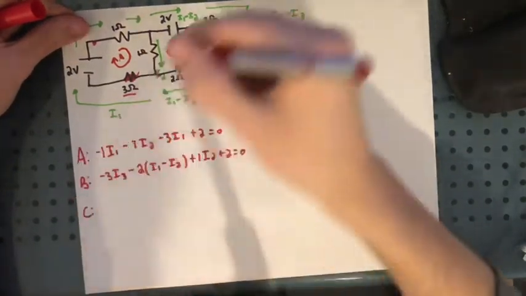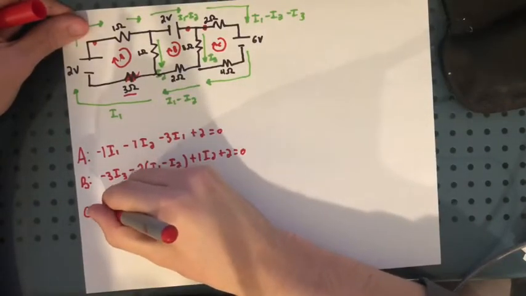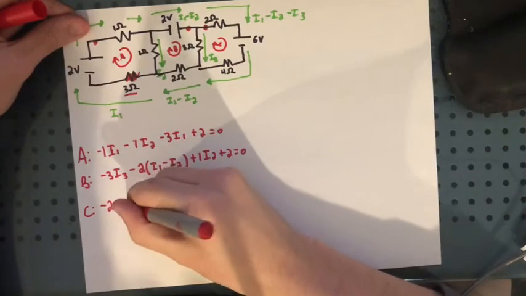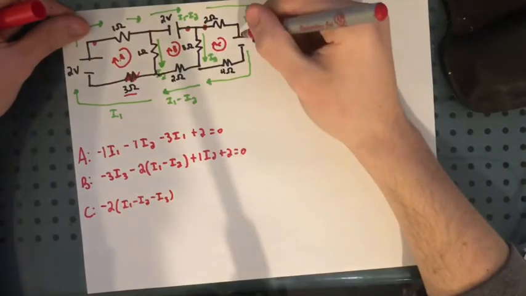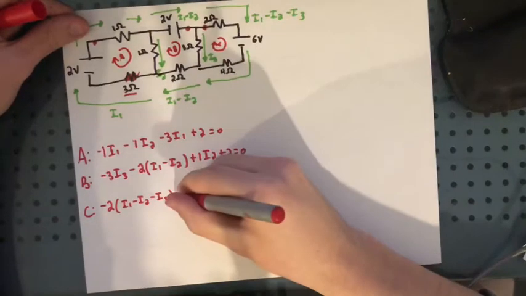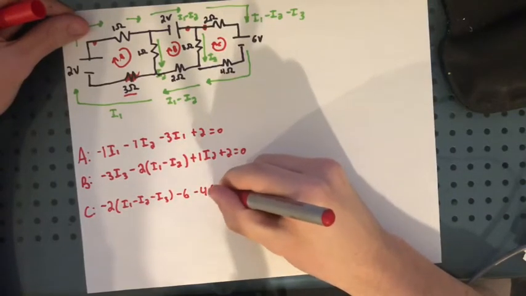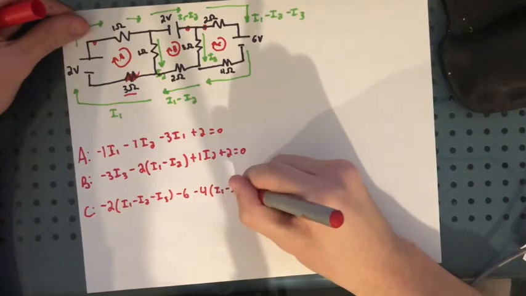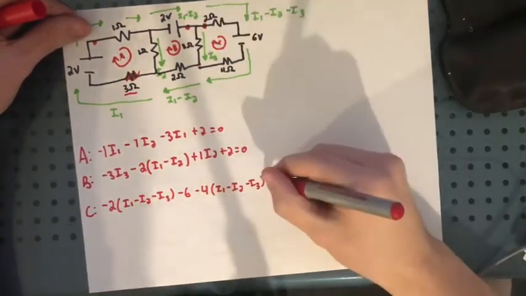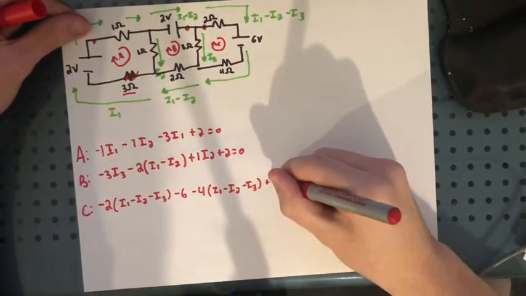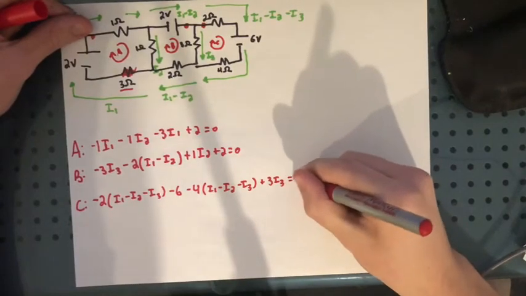So then for loop C, we're just going to start right here. So we have negative 2 times the current going through that, which is equal to I1 minus I2 minus I3. Okay, so this time, since we're going into the positive side of the battery, we're going to subtract the voltage of the battery. So minus 6, minus 4 times the current going through there, which is I1 minus I2 minus I3. And then add up right here, so plus 3 I3. And that is going to equal 0 again.